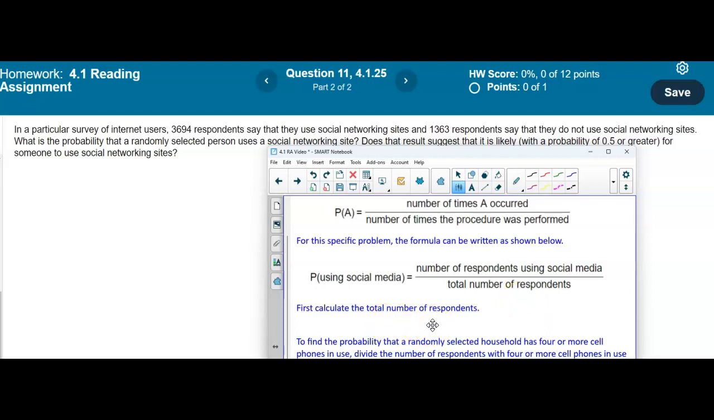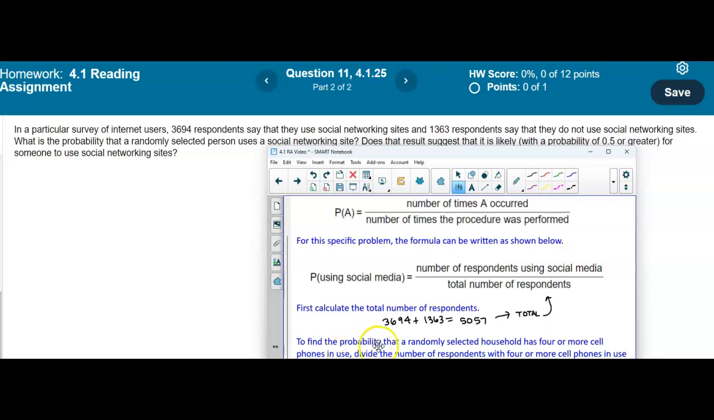So we first need to find the total respondents. And by doing that, we need to add the following two numbers. So we have 3,694, and we want to add 1,363. So if we take those two numbers and add them together, we get a total of 5,057. So that represents the total, in this case, the total respondents.